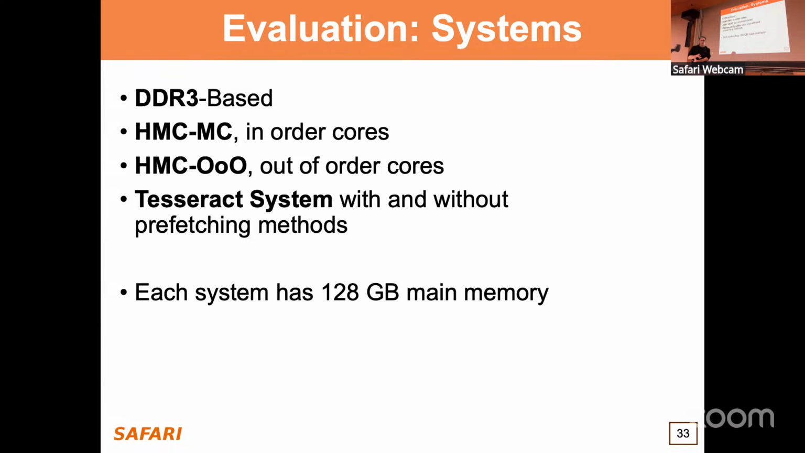2 hybrid memory cube ones, one which has in-order cores in the vaults, another one which has out-of-order cores, and then of course the Tesseract system, 3 versions of that one: one that has both the prefetchers, one that only has the list prefetcher, and the other one that has the list prefetcher and the message-triggered prefetcher. To note is that every single system has 128 gigabytes of main memory.